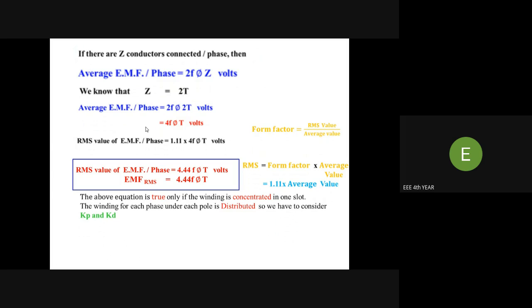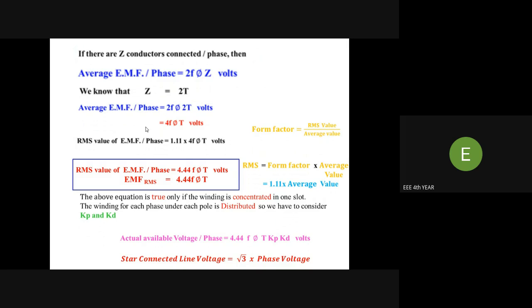But the above equation is true only if we use concentrated winding in one slot, whereas we have to use distributed winding for each pole. So we have to consider the Kp and Kd values. The actual induced EMF per phase equals 4.44 f phi T into Kp into Kd. We only multiply the Kp and Kd values in the equation.